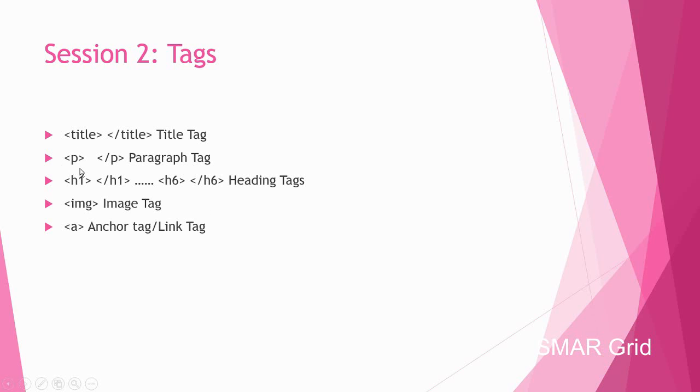This is the paragraph tag, and this is the heading tags, where we have 6 types of headings: H1, H2, H3, H4, H5 and H6. Then the image tag, which we use to display an image on the web page. And the other one is the anchor tag. We use the anchor tag to link between pages, to make connections between the pages.